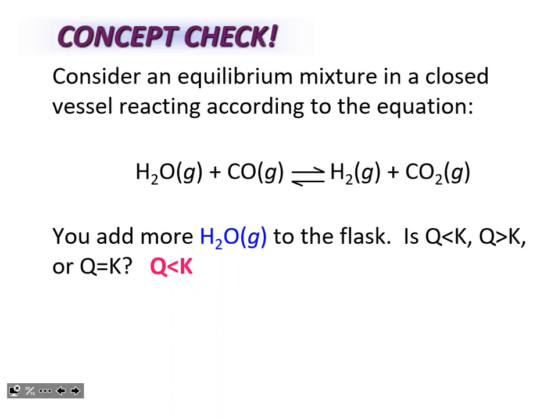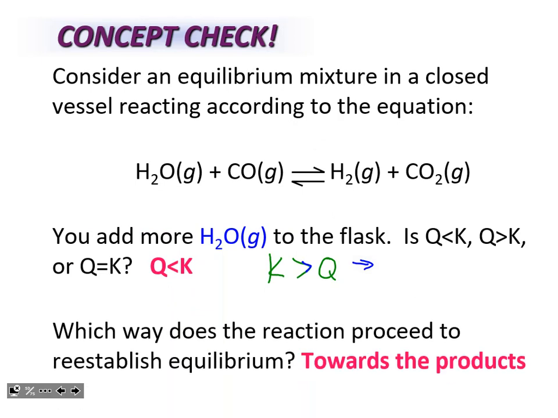Yes, it should proceed towards the products and make more products. Remember, you can use the trick where you write K first. So yes, it will point in this direction towards the products. So it's going to make more products. However, I want you all to reframe this and look at it from the mathematical standpoint.